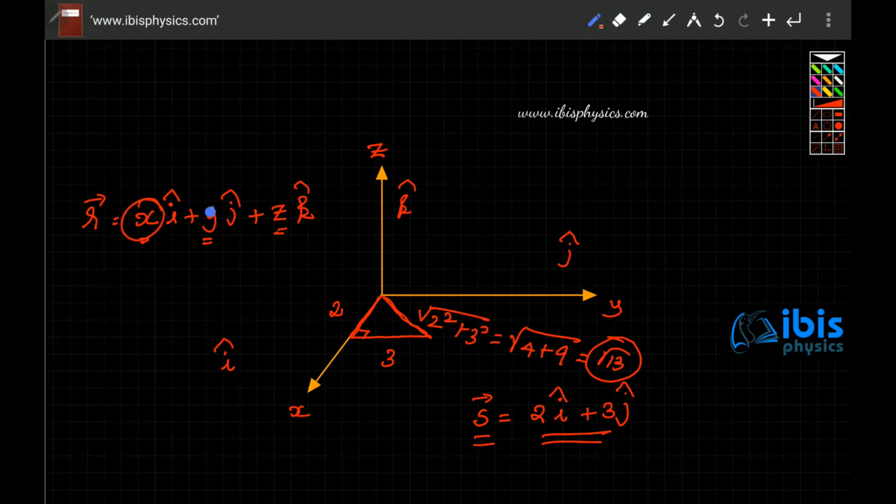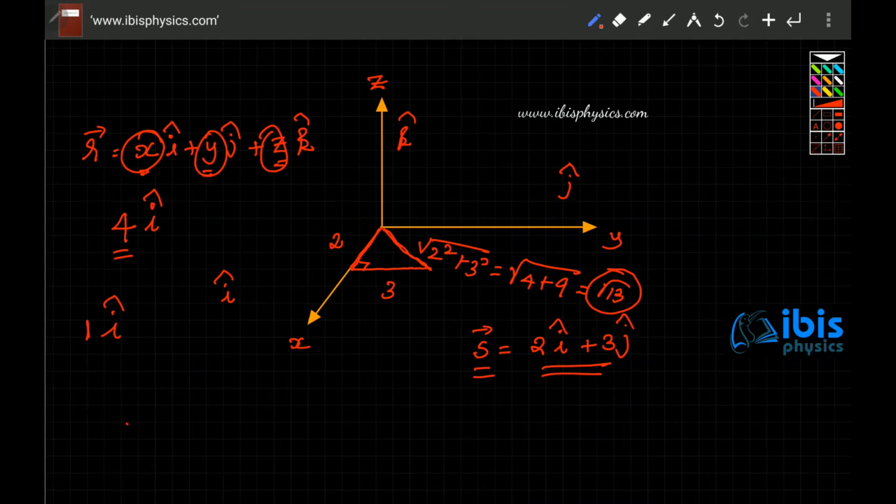These are their values. When you say it is 4 times i cap, that means the direction is along the x-axis and its value is 4. So this is not a unit vector. i cap is a unit vector. This means that it is 1 times i cap, so the coefficient of i cap is 1.